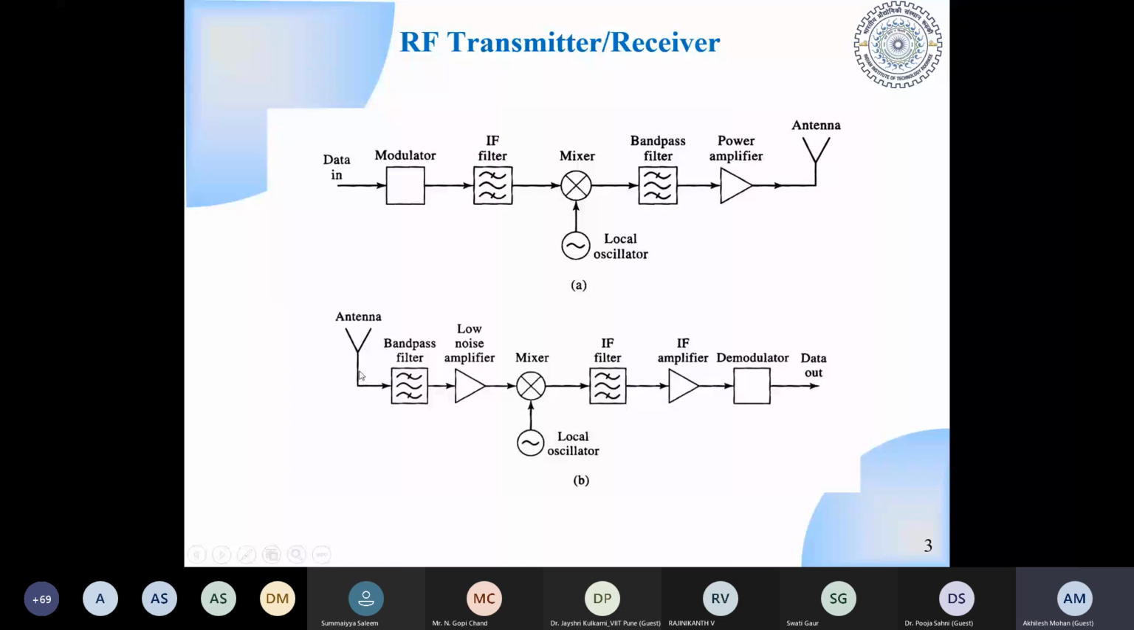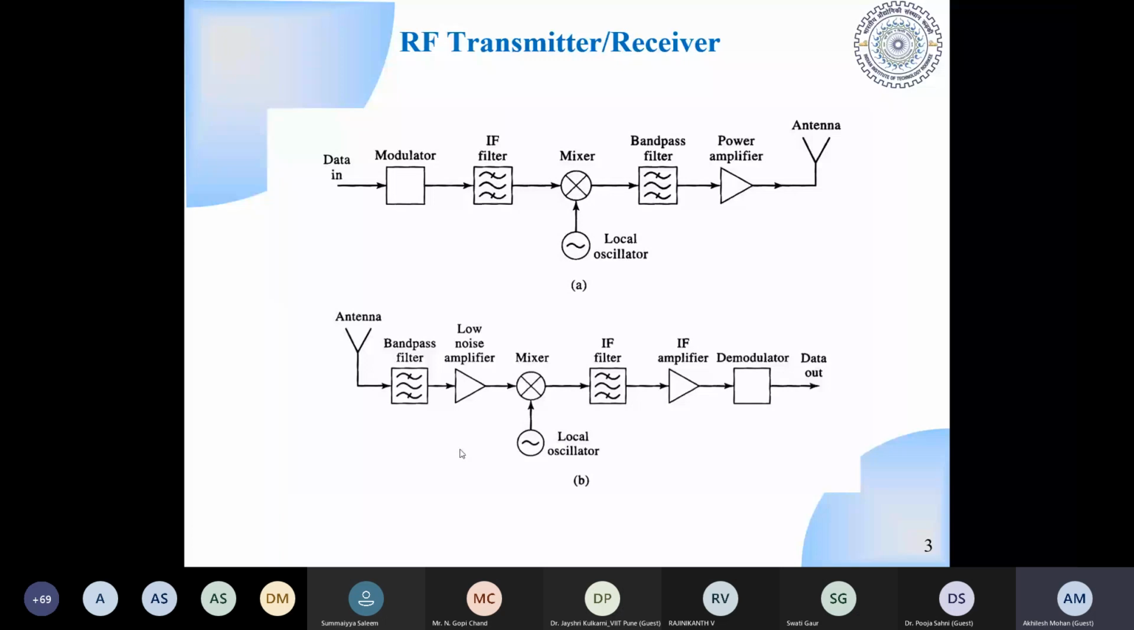If you have anything wideband, it will have wider bandwidth and will pick up a wider signal, as well as noise also. What we want is to focus only on the desired signal. So we apply a band pass filter to pick only the desired signal. After that, we apply a low noise amplifier. As the name indicates, it is a low noise amplifier.